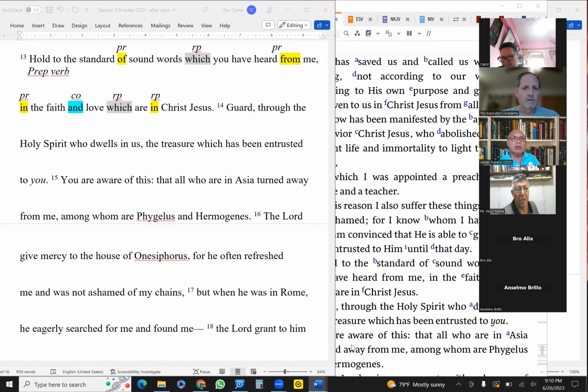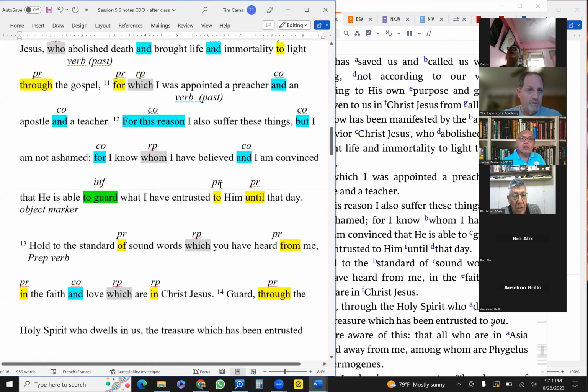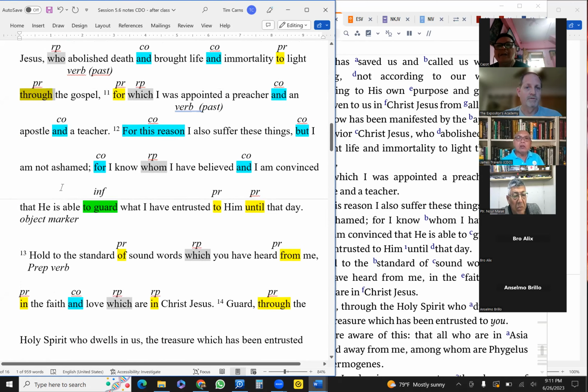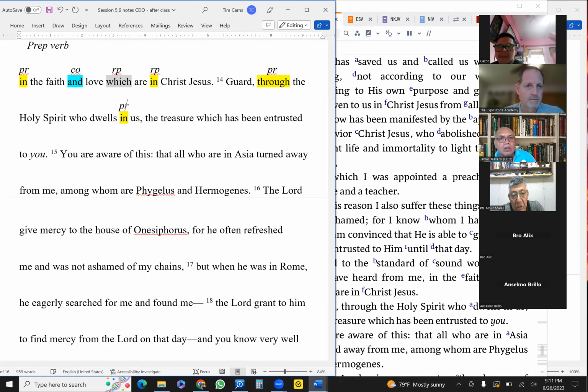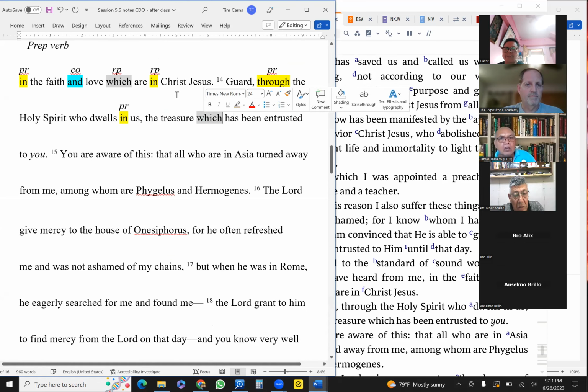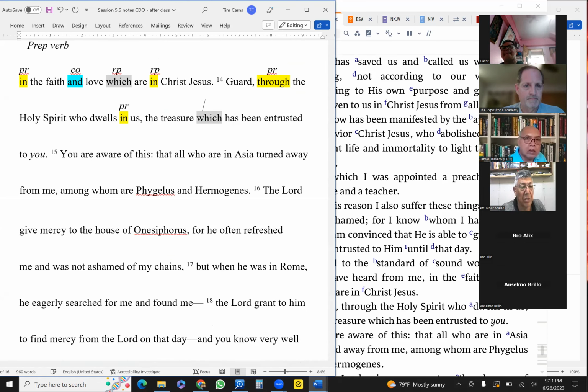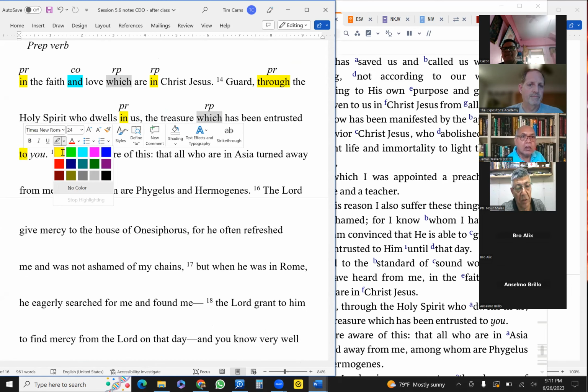It's a preposition. It's not one of the top 9 most common, but it is fairly common. We've already seen it once earlier, right? Through the gospel, back in verse 10. Okay, very good. Then in us, in, preposition. Yep, another preposition. Then the treasure which. Which, relative pronoun. Very good. Relative pronoun, RP. To you. To, preposition.